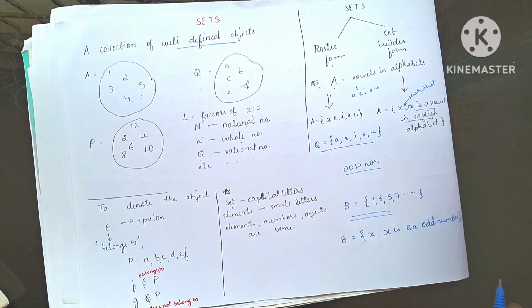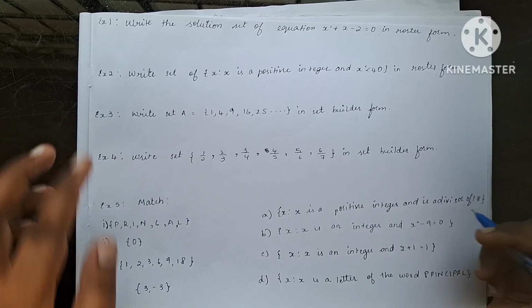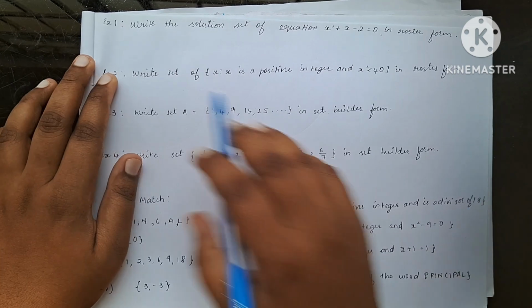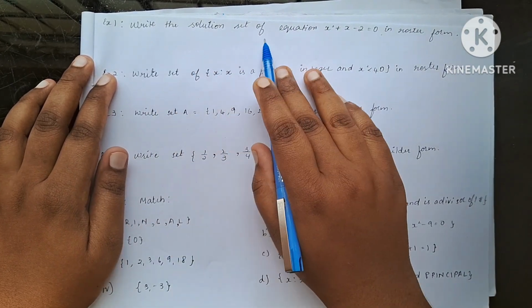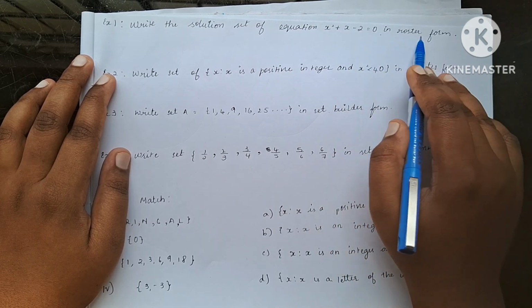So I hope you understood the basics of sets. Now let's move to examples. This is your example 1 in your first PU mathematics textbook. So what does the question say? Write the solution set of the equation x square plus x minus 2 is equal to 0 in roster form.